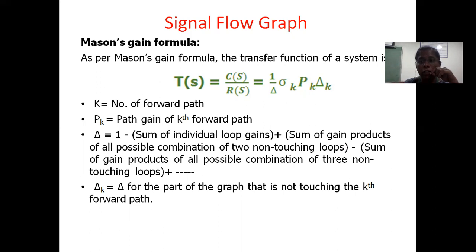So our work is here to find out what is the part of the graph that is not touching that kth forward path, right? Then that part of the graph has to be segregated, and for that part of the graph we have to find out the del value. So that is actually the del k.